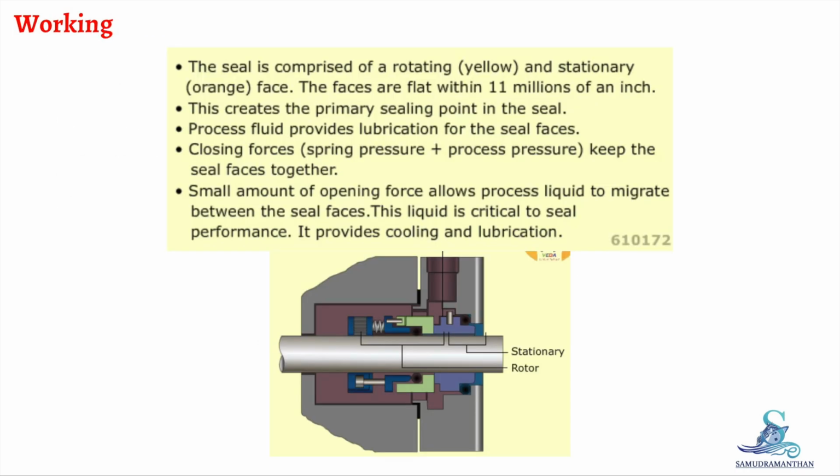Working. The seal is comprised of a rotating and stationary face. The faces are flat within 11 millionths of an inch. This creates the primary sealing point in the seal. Process fluid provides lubrication for the seal faces.